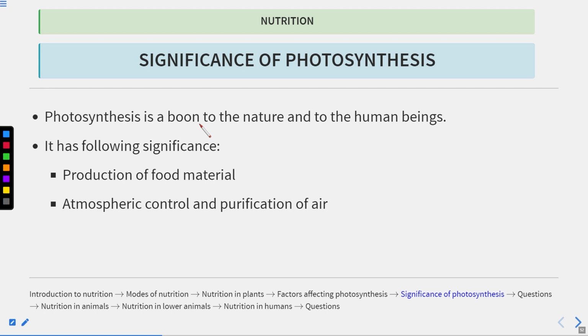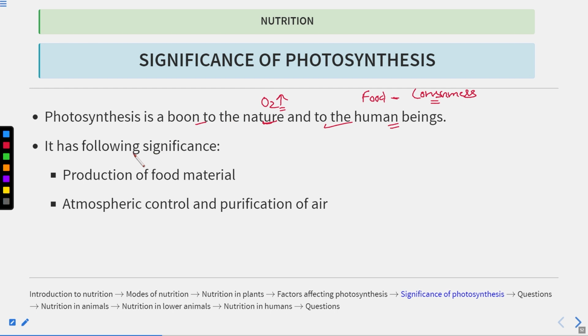Now, photosynthesis is a boon to nature and to human beings. Why is it a boon to nature? First of all, it helps in the evolution of oxygen. Photosynthesis also provides food, which is consumed by the herbivores, and herbivores are then consumed by the carnivores. So food is consumed by the consumers, such as human beings.